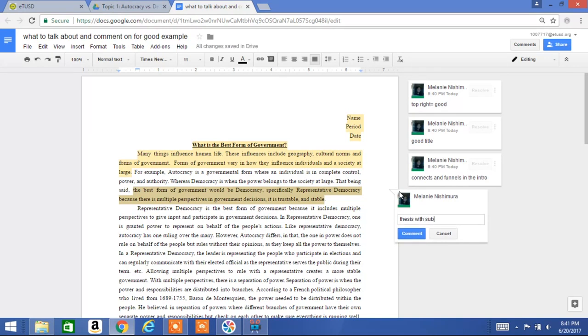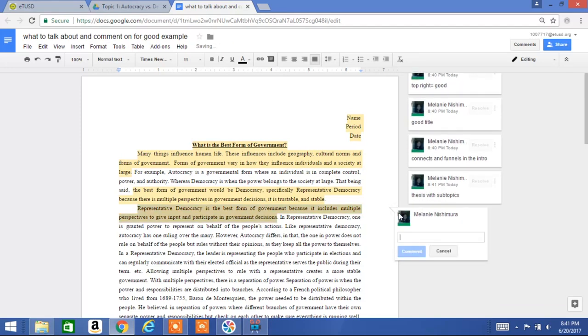Now on to the body paragraph. The first sentence should repeat your answer to the question and also include the first subtopic that you listed in your intro. That subtopic is what you'll be talking about in that body paragraph. As you read the paragraph, representative democracy is being defined, but also compared to autocracy.